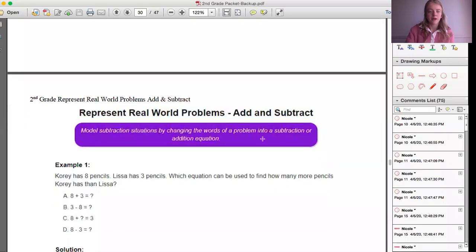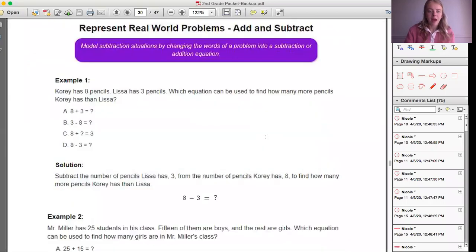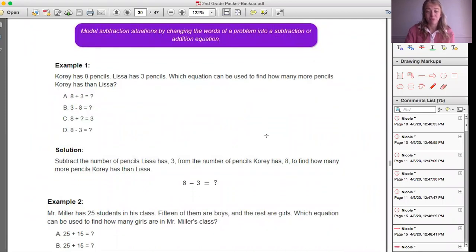You only had 2 activities to do today in your Google Classroom. So let's start going over the package. Here we are. Represent real world problems, add and subtract. So it's like the word problems we do in math. Pretty simple.